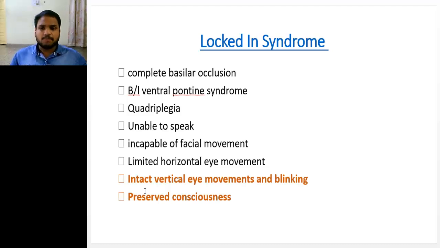The patient is not able to move any muscle, right? So you can see all of this is complete paralysis: quadriplegia, not able to speak, no facial movement, no horizontal eye movement. So this is such a terrible clinical condition. The intact vertical eye movements as well as blinking are the only things preserved, right? And consciousness is also preserved. Fine. So that is the locked-in syndrome, and it has a very poor prognosis. Most of the patients die within a year due to respiratory failure.